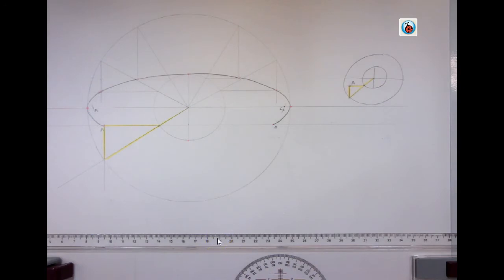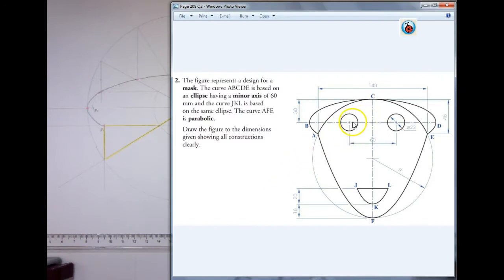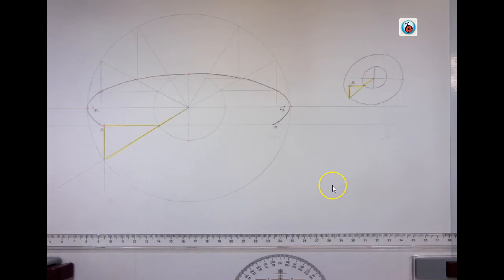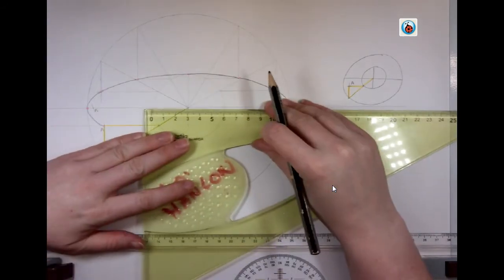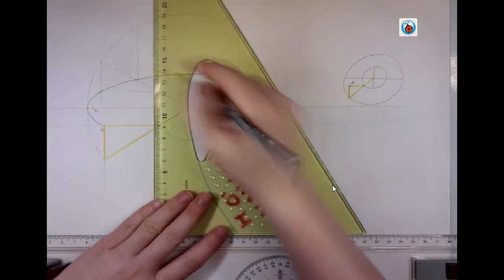Okay, so next thing, I'm going to go back to my question. And when we look at our question, next thing I can get is two eyes. So I'm told that they're on the major axis, their diameter 22, which is going to be radius 11, and they're 60 mil apart, which is going to give me 30 on both sides. And that's actually my minor axis. So I know those are the 2 points.